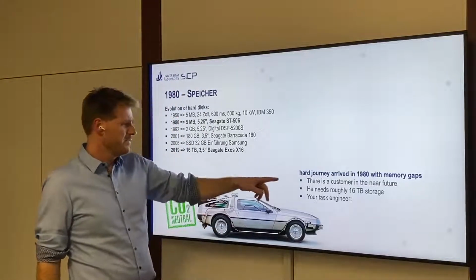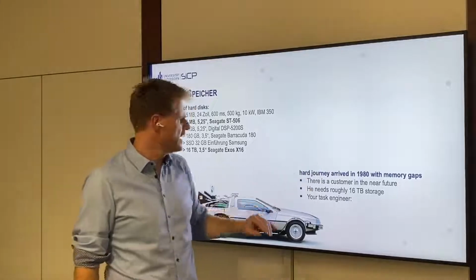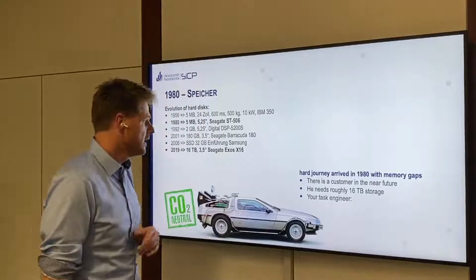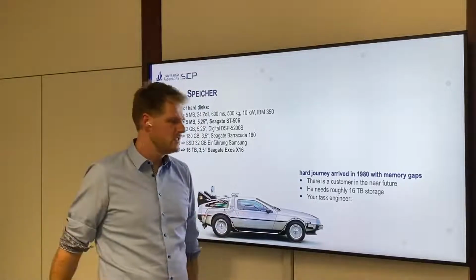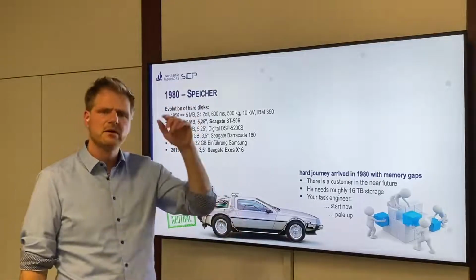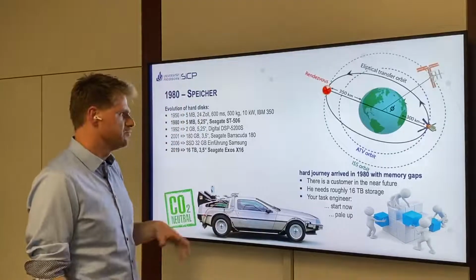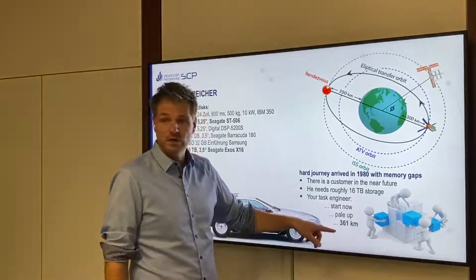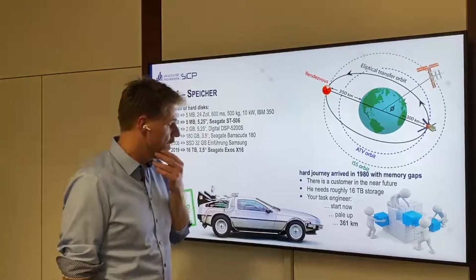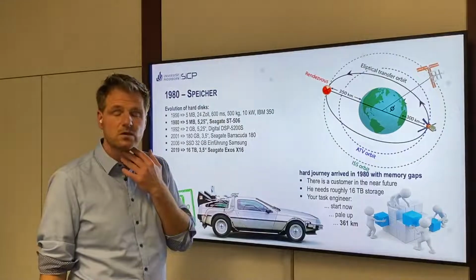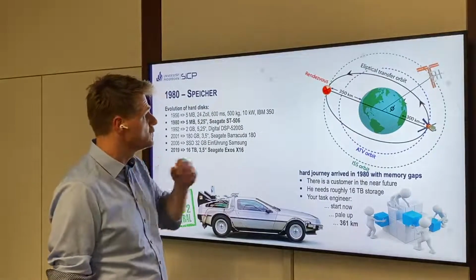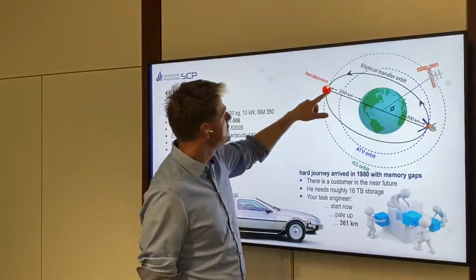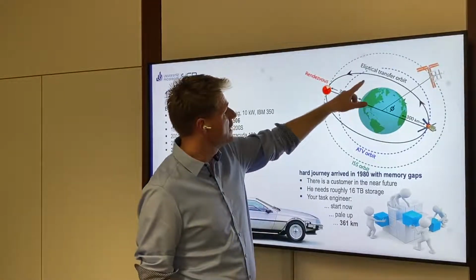But we remember there is a customer in the near future and he needs roughly around about 16 terabytes of storage. So the task for the engineer is, okay, start now, pile it up. Yeah? And doing it a while, let's say we recognize we are reaching 361 kilometers, and we recognize this while the ISS passed us. So we can see here, this is a rendezvous point in the elliptical transfer orbit.